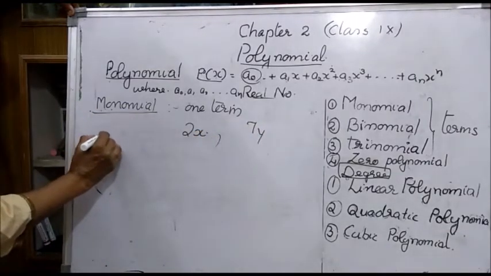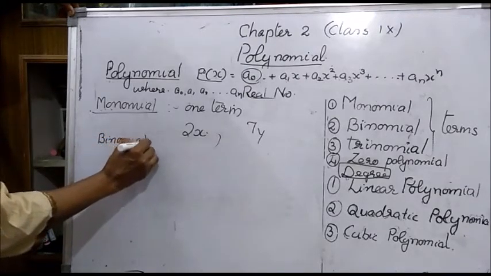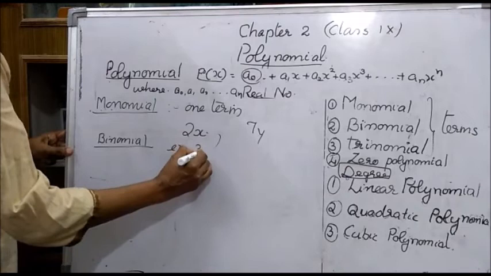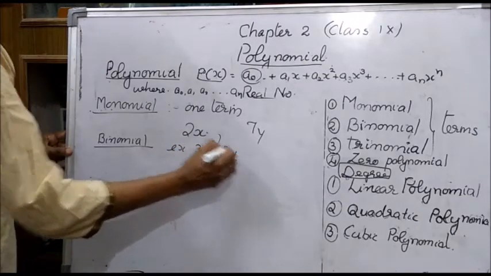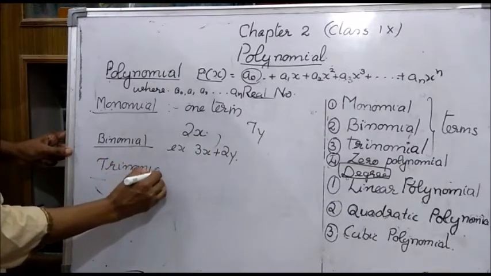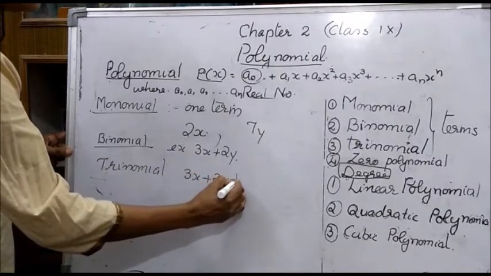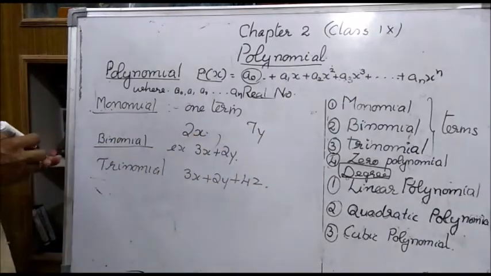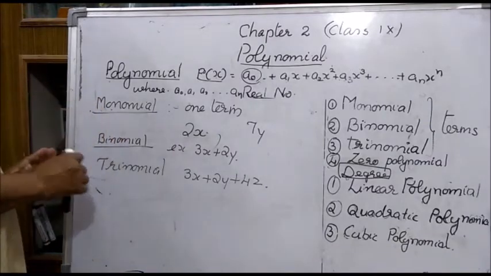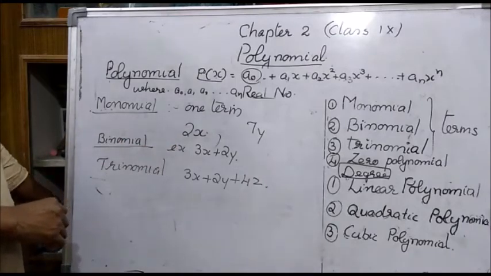Now binomial. Binomial means bi, that means there should be two terms. If there are two terms, then it is known as a binomial. For example, 3x plus 2y. And trinomial contains three terms. 3x plus 2y plus 4z is a trinomial. It is a polynomial which contains three terms, so it has a special name, trinomial. All of these are polynomials, but we give them special names.